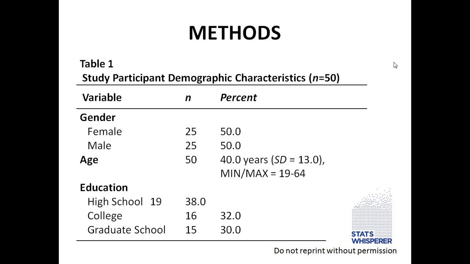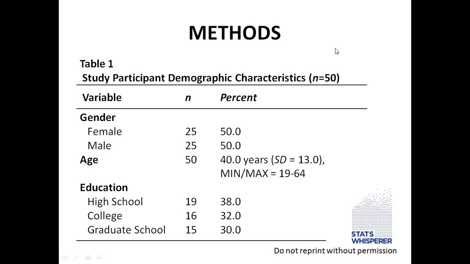So we have here gender. Female with the N, 25, so 25 females. Male with the N, 25 males, and it's 50% each. It helps if this matches the text. Well, it should match the text perfectly. So age, the N is 50, so that's everybody, and it's 40 years, the average age, and then we have our standard deviation and the min-max scores.